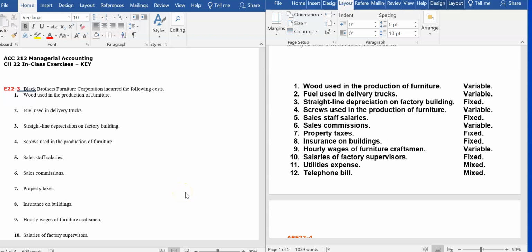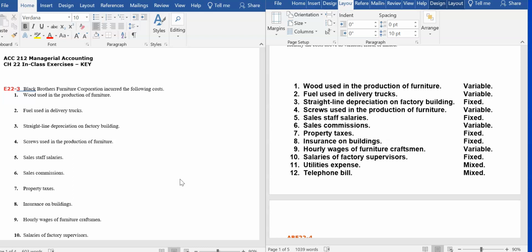Okay, let's work through a few example problems from chapter 22. This chapter has introduced you to the concepts of looking at costs by their behavior, whether they are a variable cost or a fixed cost or a cost that kind of has elements of both behavior, and that's what we call a mixed cost.